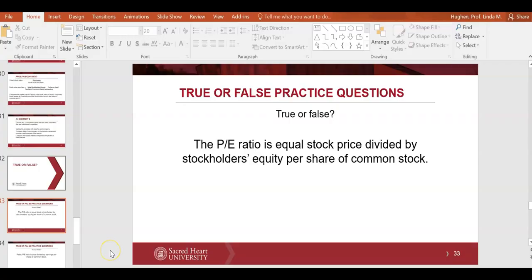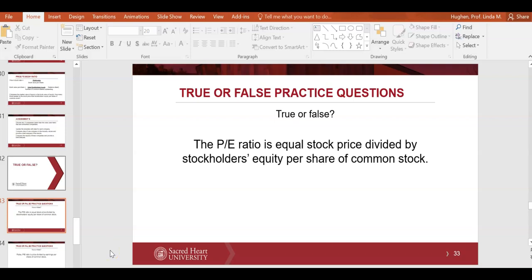Now we've come to that time of this week's video for true and false. And for our first true and false question, I have a guest. Christopher, true or false? The PE ratio tells us about the number of times per week that a student has to pee. False. The PE ratio compares stock price to earnings per share. Very good. Let's move on to some more serious true-false questions.